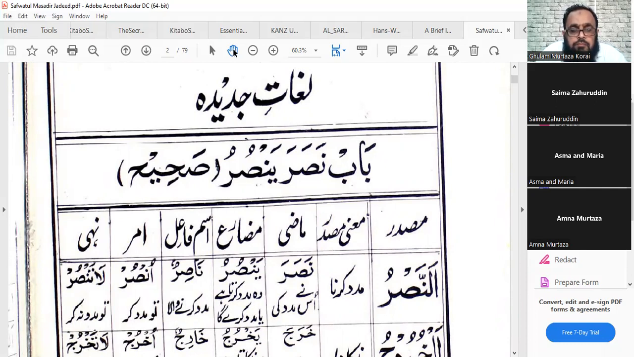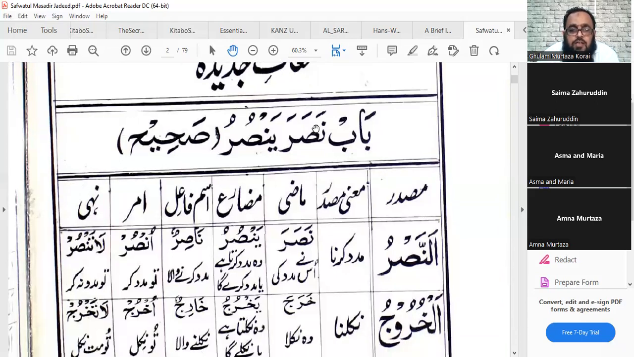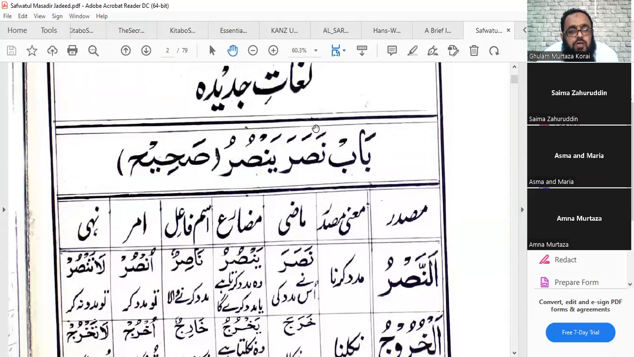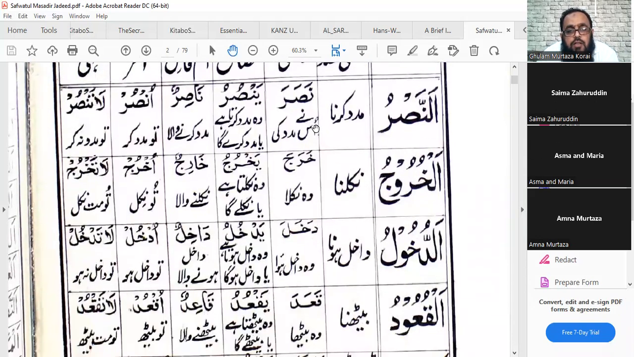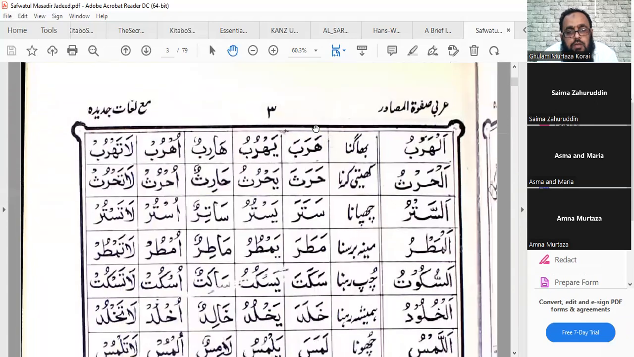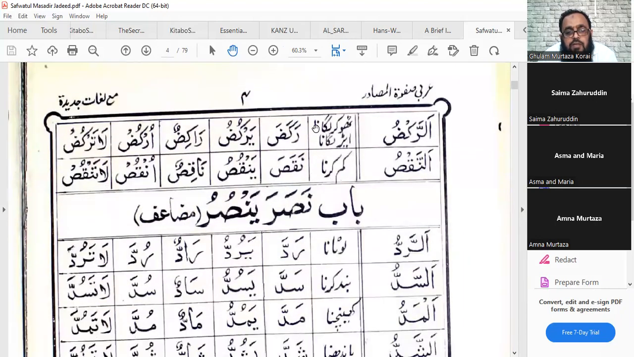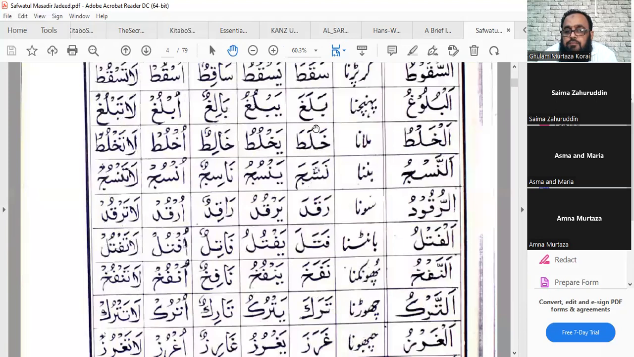What does it mean? It means in the mazi, the ayn al-kalima has a fatha, and in the muzari, the ayn al-kalima has a damma. Sorry, no issues. When you make mistakes, you learn more. So this is Bab Nasara Yansuru. Now all these masadir, like an-nasr, al-khuruj, ad-dukhul, al-qu'ud, at-talab, al-harb, all of them belong to the first family. Is that clear? Yes.